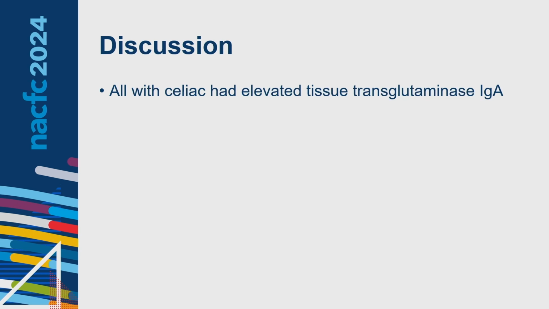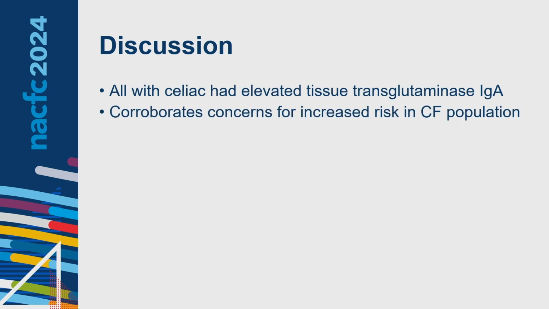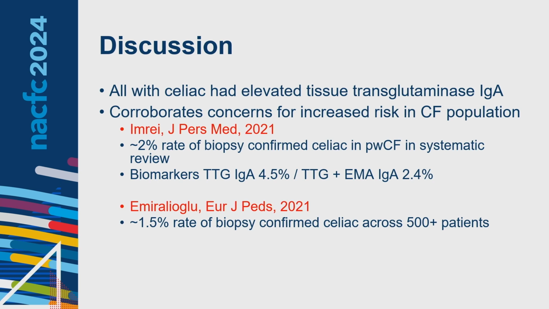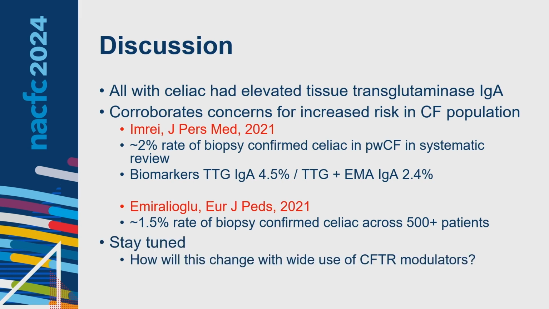As far as celiac disease, everyone had an elevated TTG-IgA. We think this is a true diagnosis. That's pretty similar to some of the prior reported literature in CF, with roughly 2% of people having biopsy-confirmed celiac that matched up with typically used serum biomarkers. I think one thing we have to stay tuned on, I'm expecting this talk in the coming years, is whether or not people with CF, what happens with the modulators.